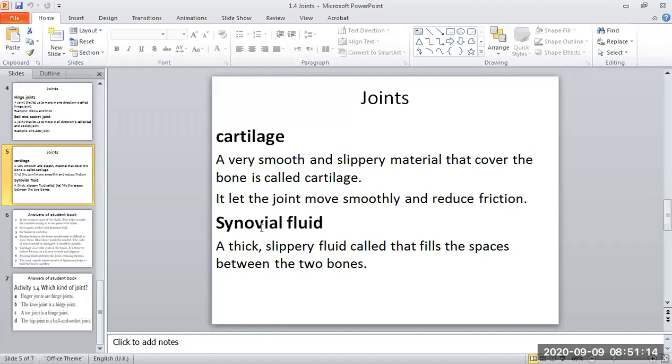Okay, boys, this is our topic today. Okay, you should revise this.